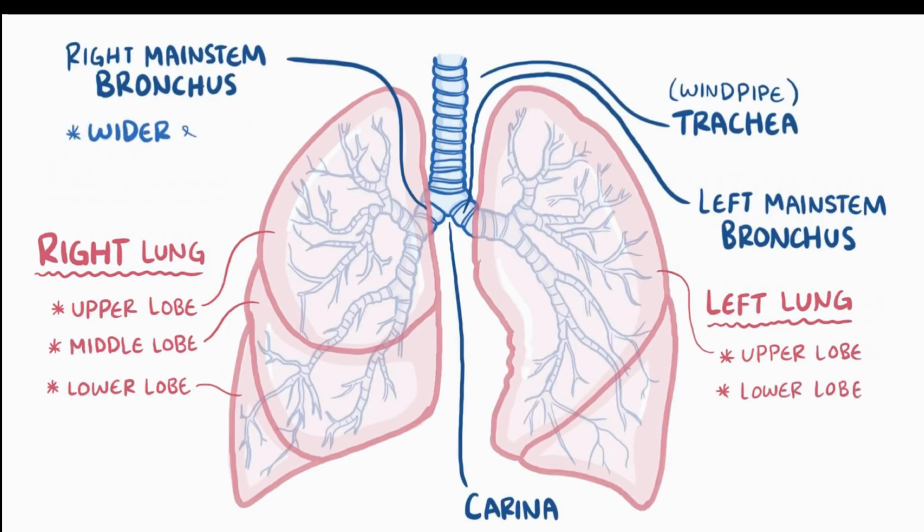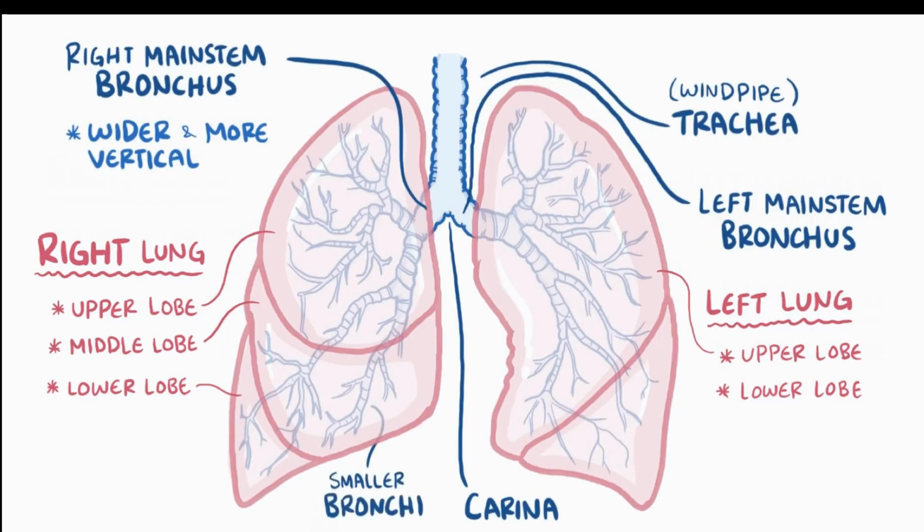The right mainstem bronchus is wider and more vertical than the left, which is why if you accidentally inhale something big that can't get coughed up, like a peanut, it's more likely to go into the right lung than the left. The mainstem bronchi then divide into smaller and smaller bronchi. The trachea and the first 3 generations of bronchi are all pretty wide and use cartilage rings for support.